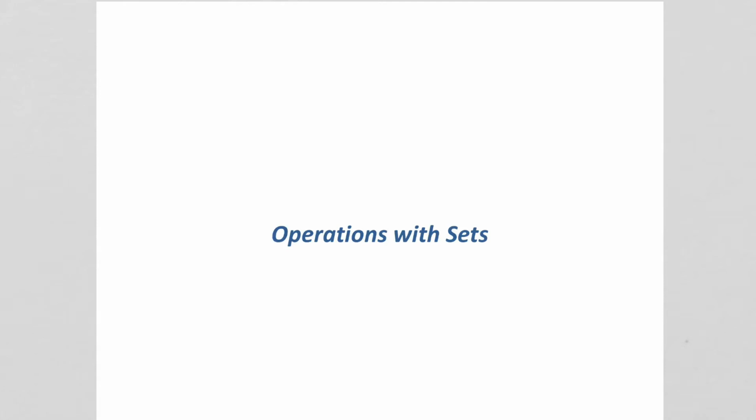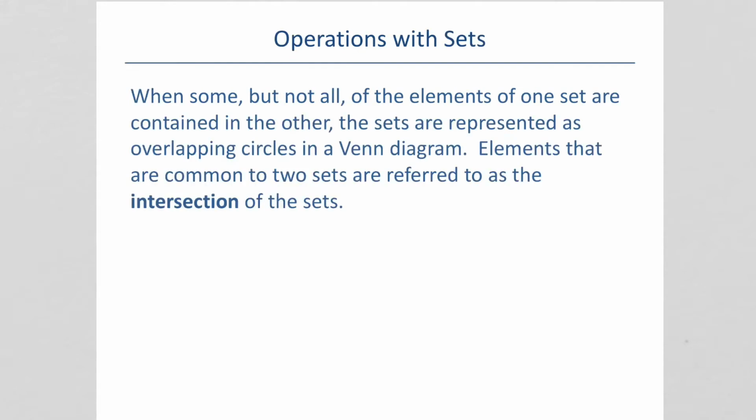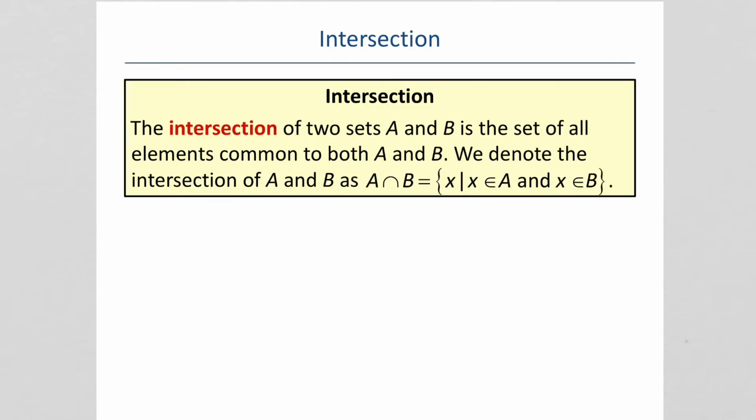Today's section is operations with sets. When some but not all of the elements of one set are contained in the other, the sets are represented as overlapping circles in a Venn diagram. Elements that are common to two sets are referred to as the intersection of the sets.